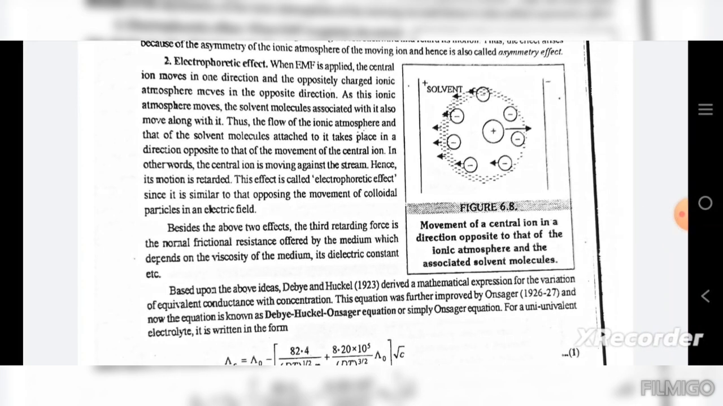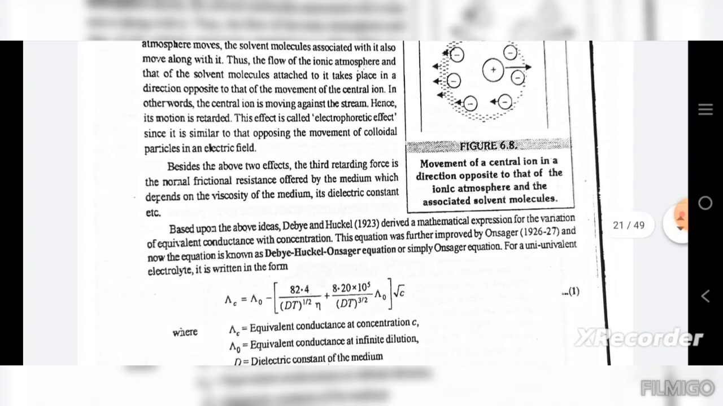Electrophoretic effect. When EMF is applied, the central ion moves in one direction and the oppositely charged ionic atmosphere moves in the opposite direction. As this ionic atmosphere moves, the solvent molecules associated with it move along with it. Thus, the flow of the ionic atmosphere and that of the solvent molecules attached to it takes place in a direction opposite to that of the movement of the central ion. In other words, the central ion is moving against the stream, hence its motion is retarded.